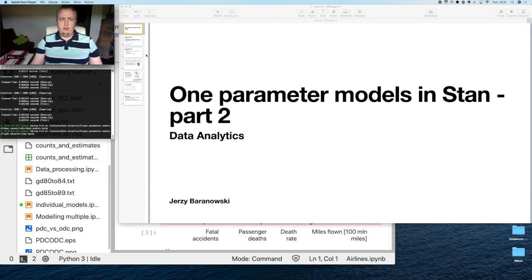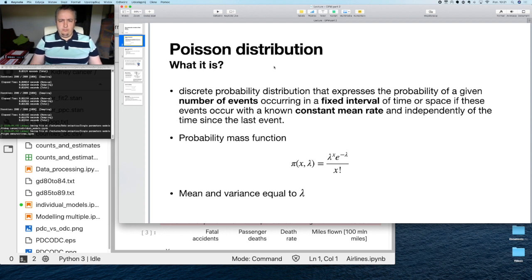At first we'll focus on the Poisson distribution. The Poisson distribution is a probability distribution expressing the probability of having a certain number of events that occur in a fixed interval, for example in a year, in a day, in a week, or in a certain area if we are considering spatial distribution, and those events occur with a constant mean rate and independently in the interval or area.